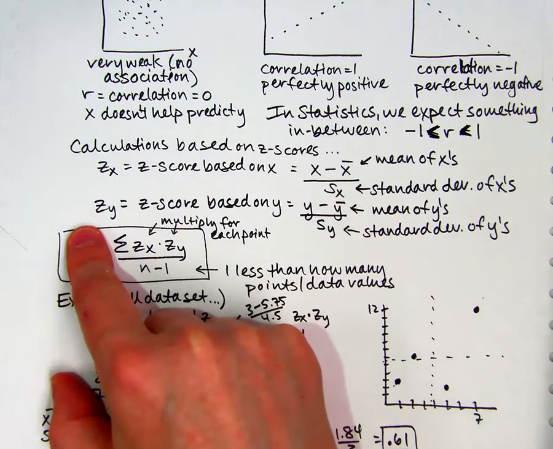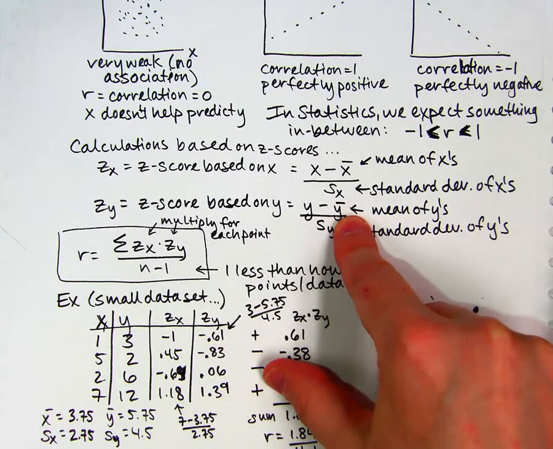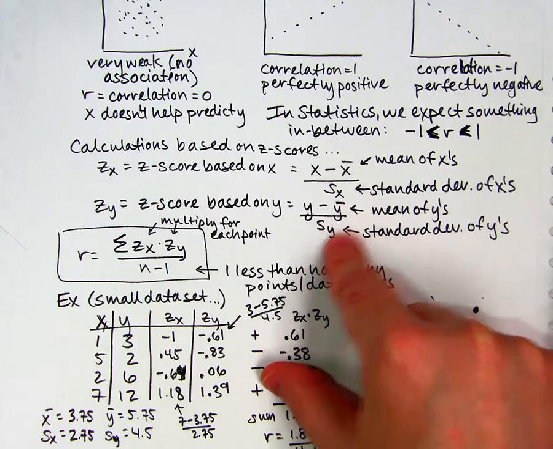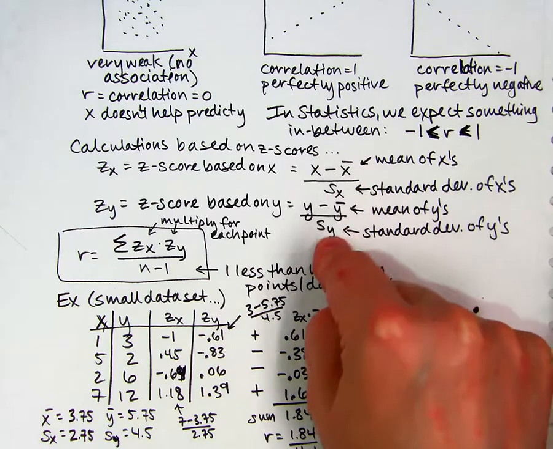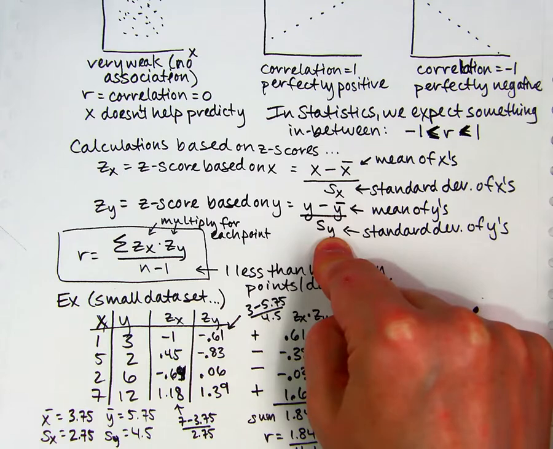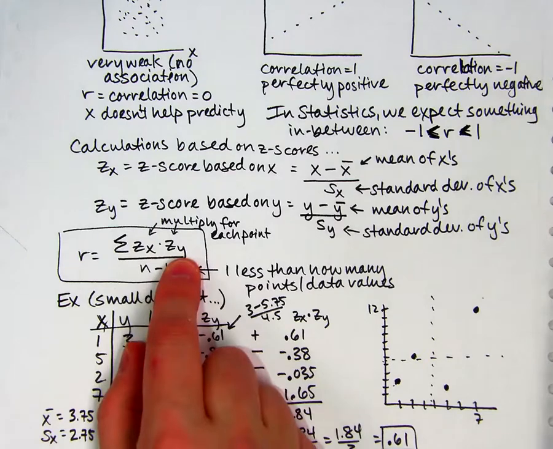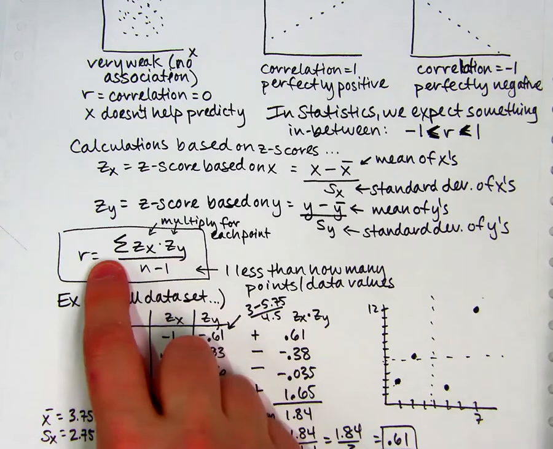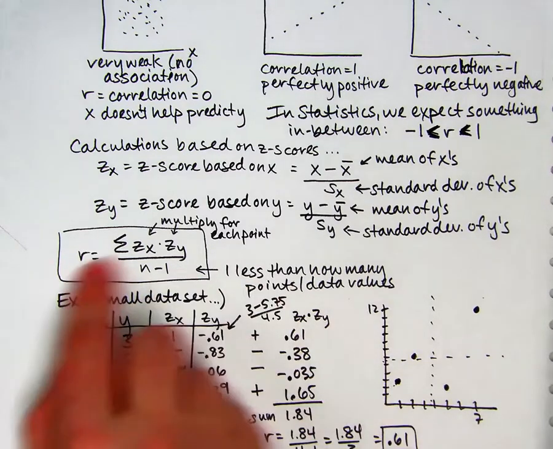zy, same thing, z-score based on y. So you would do y minus, instead of x bar, now it's called y bar, which is the mean of all the y values. sy means the standard deviation of all the y values, and you could find those numbers by doing one variable stats on your calculator, or sometimes they'll be given to you. So zx and zy, for each individual point on the plot, you multiply them together. And that was the very end of the warm-up. I asked you to multiply them together, and then you add them all up and divide by n-1, which we've seen that before. It's 1 less than how many data values. So that is the official formula for finding R.